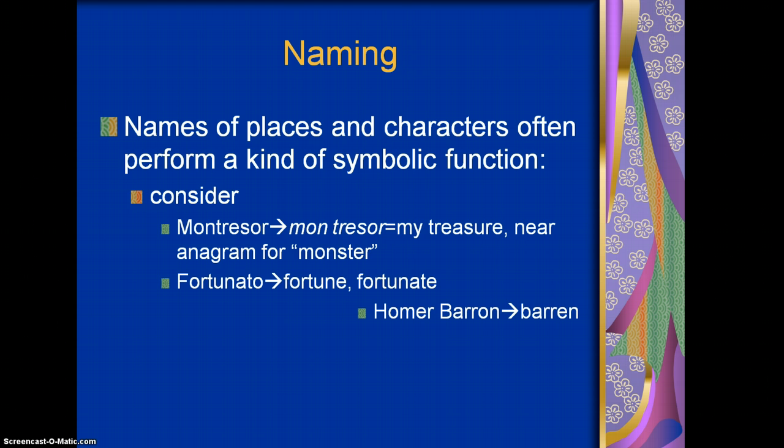And naming is a particularly important practice in fiction. They are often symbols in and of themselves. Montresor, my treasure, he's storing Fortunato away. It's a near anagram for monster. Fortunato, it's a bit like a bad joke. He's not so fortunate after all. Homer Barron, who we will meet in A Rose for Emily, is part of a very barren relationship.